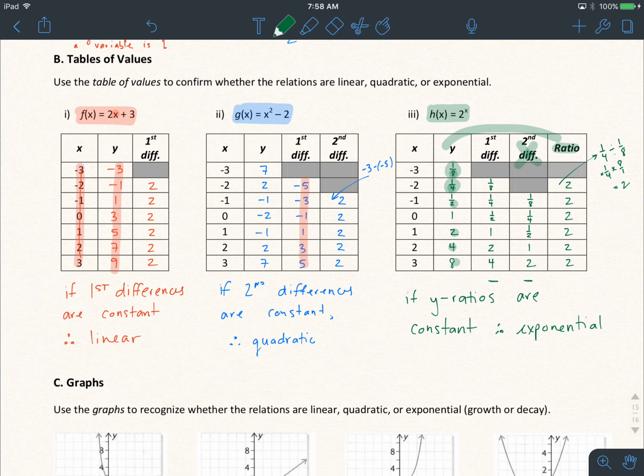Checking the first differences. If they're constant, it's going to be linear. If the first differences aren't constant, check second differences. If they're constant, it's quadratic. If not, try to do the calculation of the y ratios all the way back from the original y values. If those y ratios, which is division, are constant, then the function is going to be exponential.